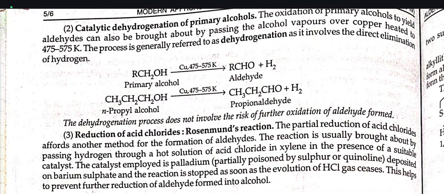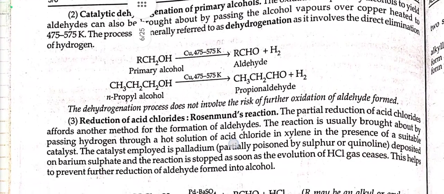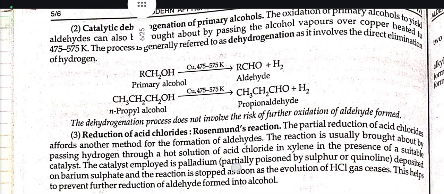Second method is catalytic dehydrogenation of primary alcohol. The oxidation of primary alcohol to yield aldehydes can also be brought about by passing the alcohol vapors over copper heated to 475 to 575 Kelvin. The process is generally referred to as dehydrogenation as it involves the direct elimination of hydrogen. The dehydrogenation process does not involve the risk of further oxidation of aldehyde formed.